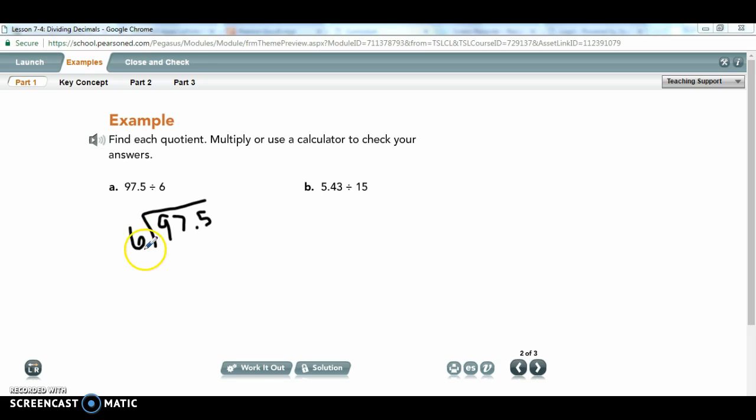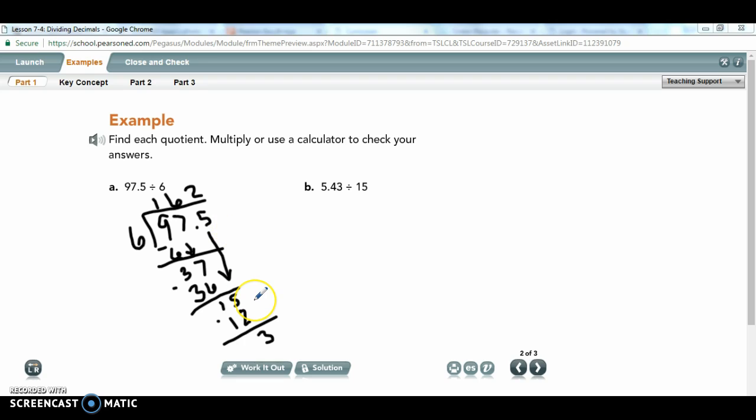We want to know how many times does 6 go into 9? That's once. And we subtract. Then how many times does 6 go into 37? So what we did was drop down our 7. 6 times 6, I know, is 36, so that's as close as we can get without going over. I drop my 5 down. And then I do, how many times does 6 go into 15? It goes in twice, and that's 12. And I'm left with 3.